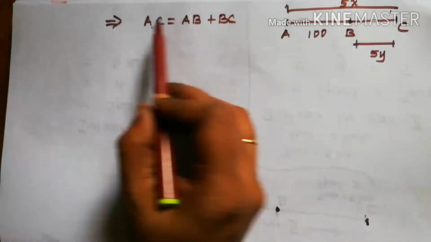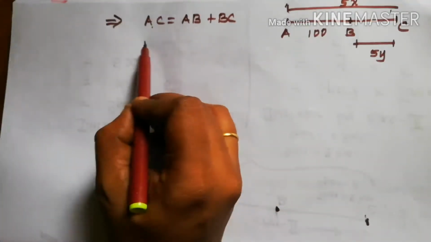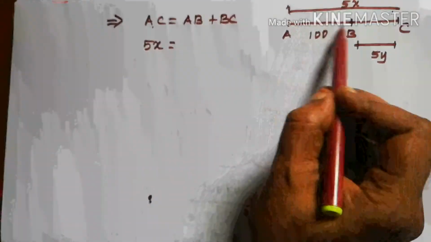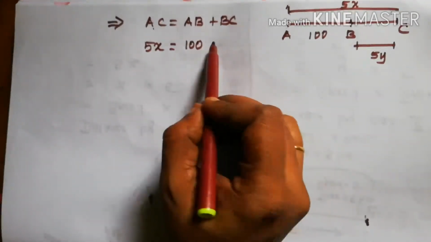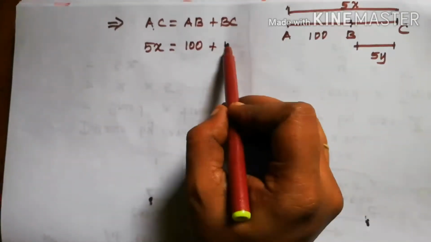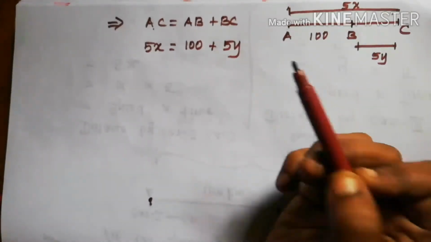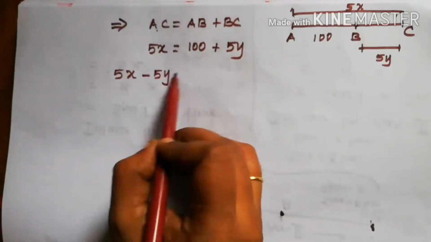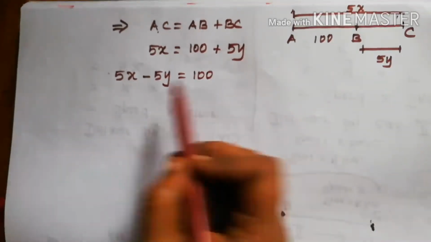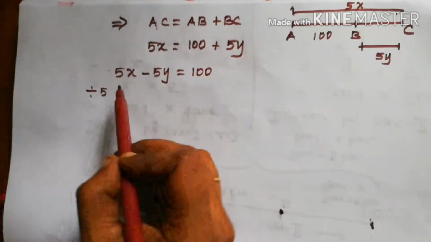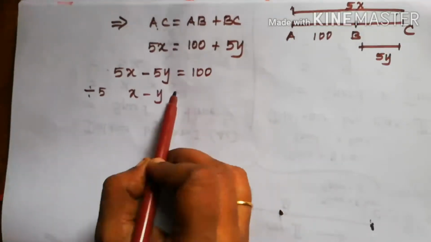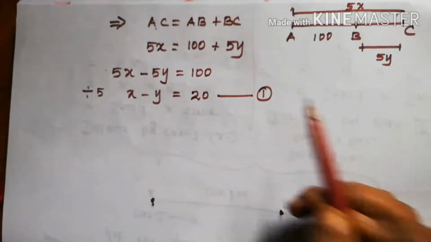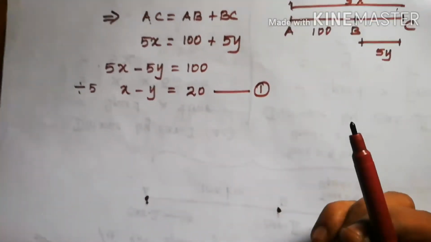What is the total distance? AC is the distance traveled by car 1, that is 5x. What is the distance from A to B? 100. And what is B to C, the distance traveled by the second car? 5y. Isn't it? So this equation you can write as 5x minus 5y is equal to 100. And if you simplify this, dividing by 5 throughout, you get x minus y is equal to 20. This will be our first equation. Able to understand the first case?